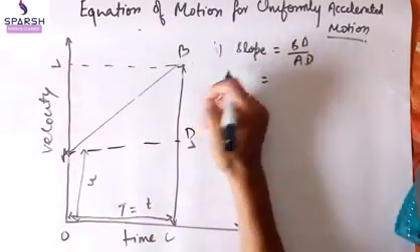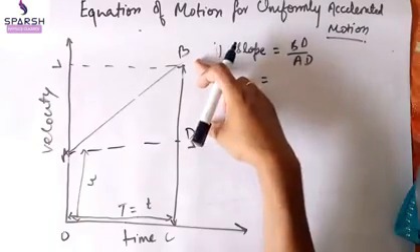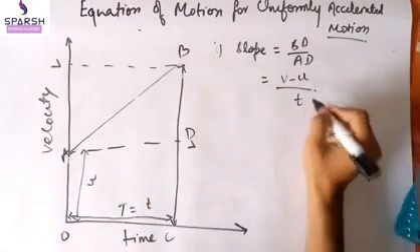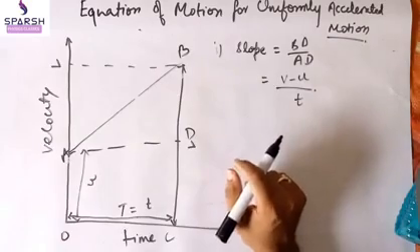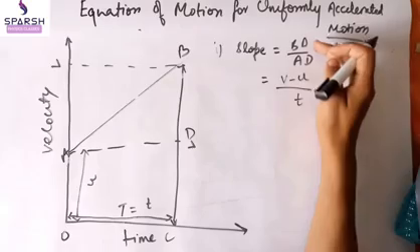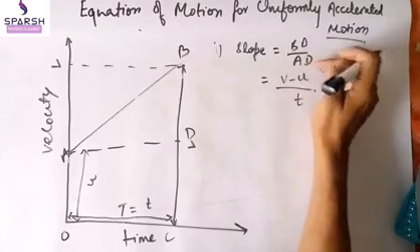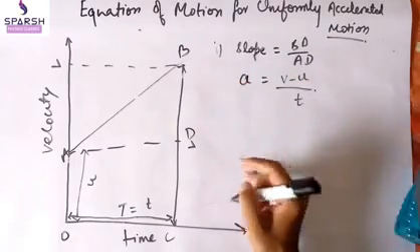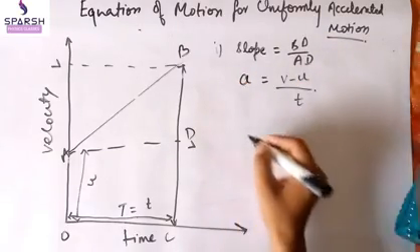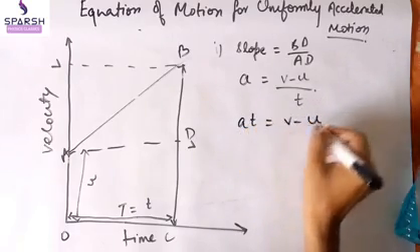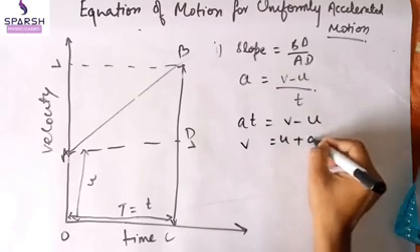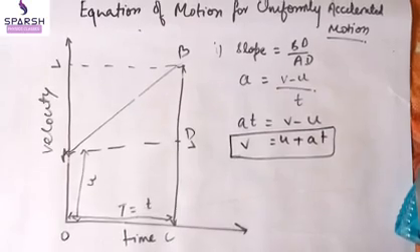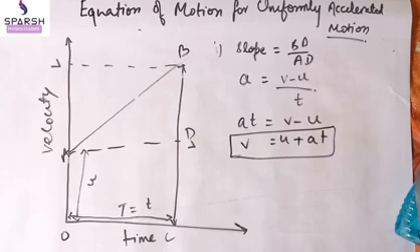So BD upon AD, the value of BD is V minus U and the value of AD is T. Slope of this graph will be what? Slope means BD upon AD. BD is on the velocity axis and on AD time is there, so velocity upon time is what? Acceleration. So a is equal to v minus u upon t. So what can we write? at is equal to v minus u, therefore v is equal to u plus at. This is the first equation of motion. Note it down. Pause the video and note the equation.